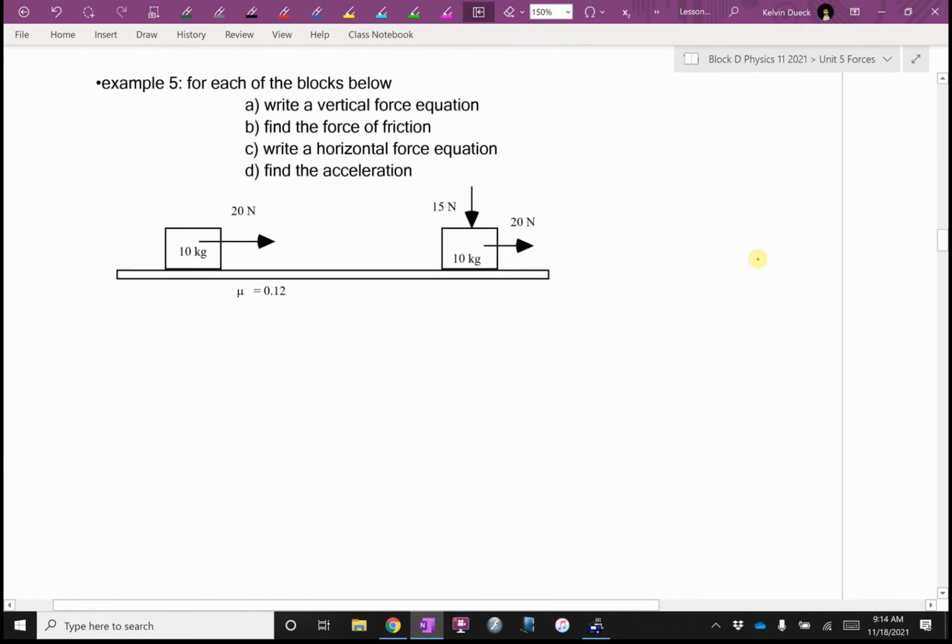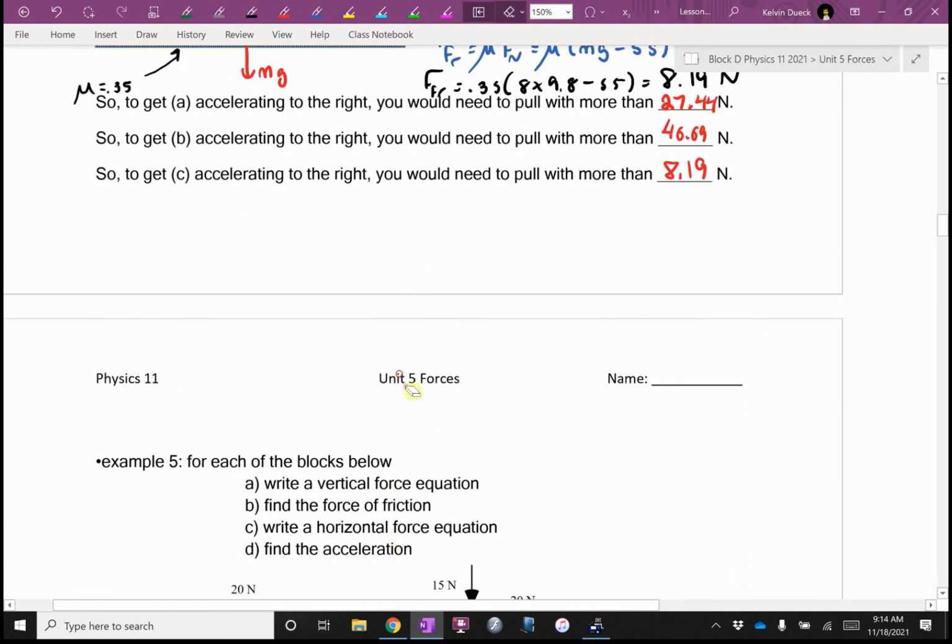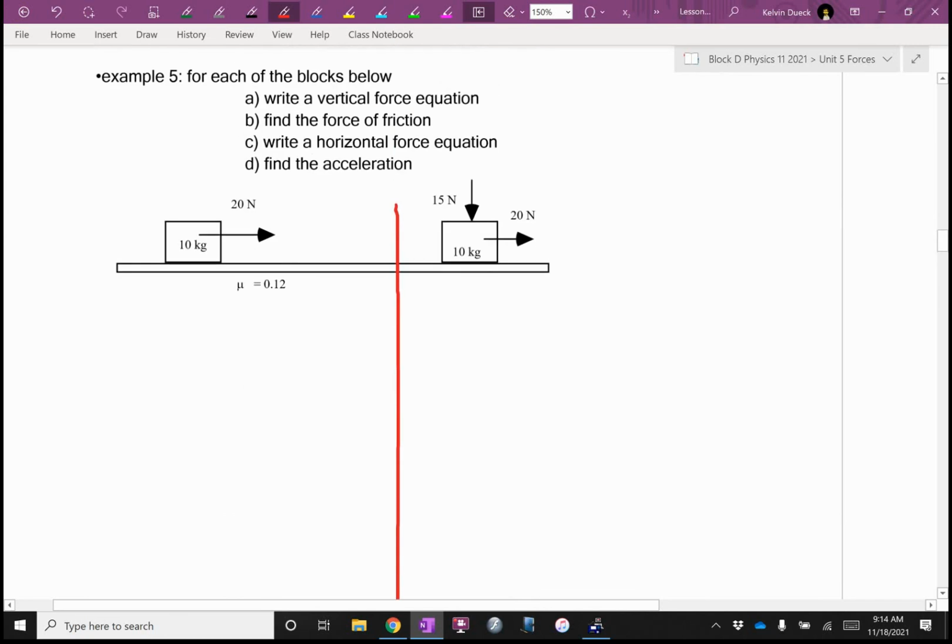Example 5 says this. For each of the blocks below, A, write a vertical force equation. B, find the force of friction. C, write a horizontal force equation. And D, find the acceleration. Let's do these simultaneously. I'm just going to draw a line down the middle of the page, kind of like that.